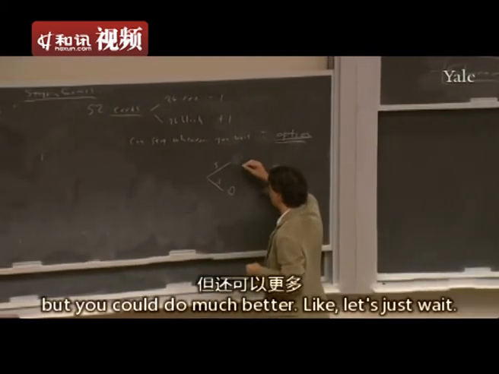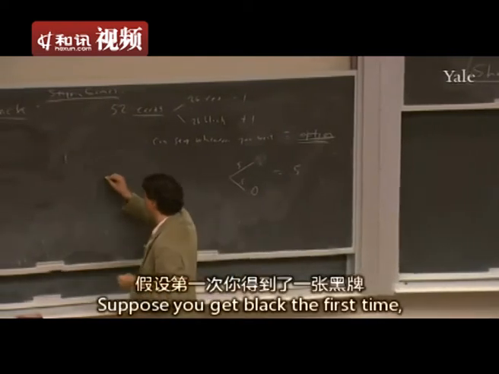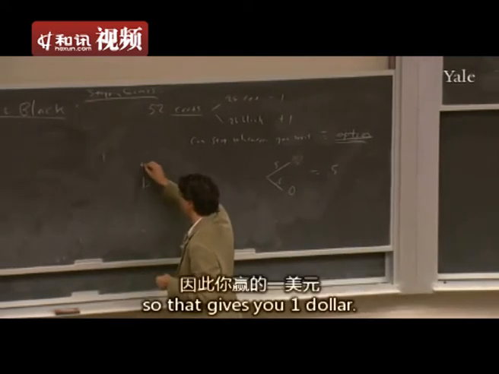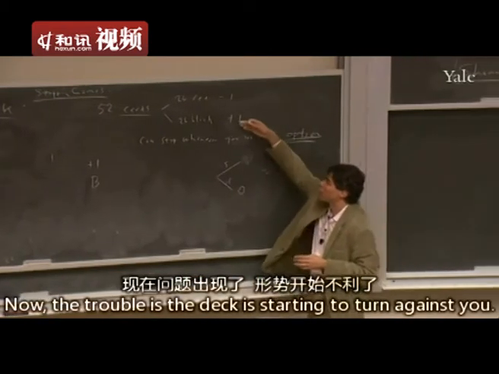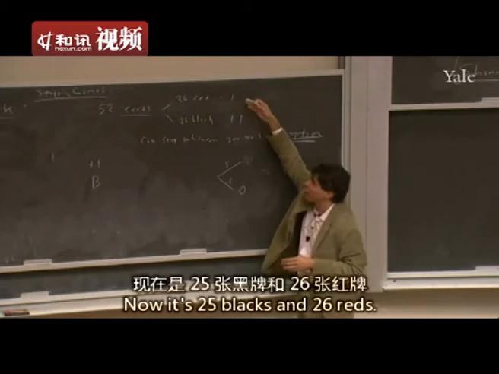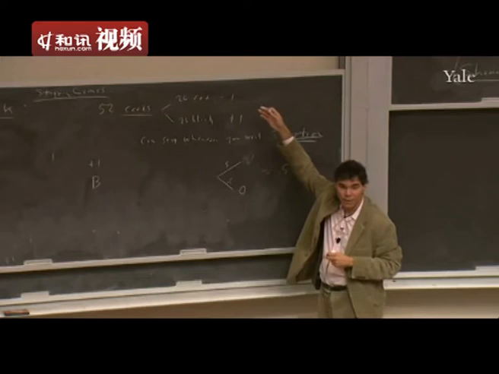Let's just wait. The first time, suppose you get black the first time. So that gives you $1. Now, the trouble is the deck is starting to turn against you. Now it's 25 blacks and 26 reds. So what would you do then? Stop, or keep going?